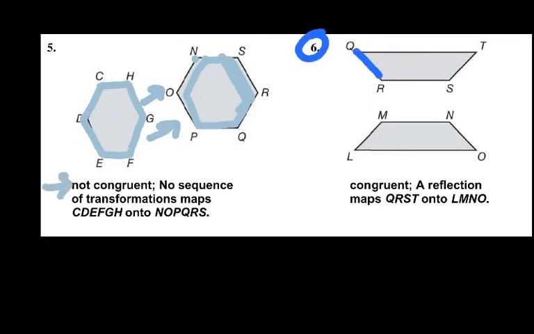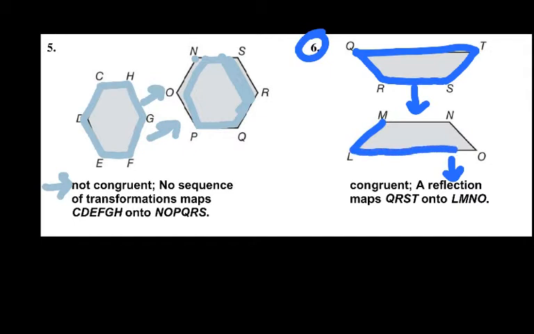And the last one, number 6, if you were to cut this out and flip it over, or a reflection, you would see that it would place right on top of it, so it is congruent.